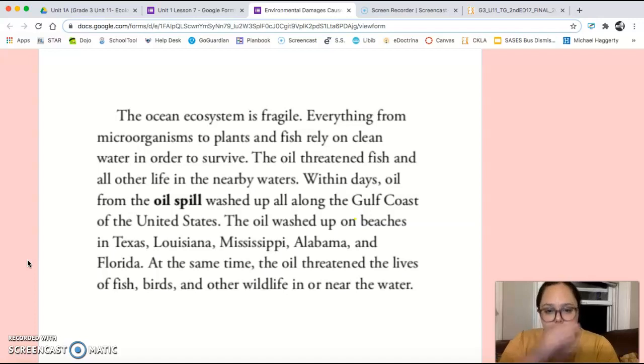The ocean ecosystem is fragile. Everything from microorganisms to plants and fish rely on clean water in order to survive. The oil threatened fish and all other life in the nearby waters. Within days, oil from the oil spill washed up all along the Gulf Coast of the United States. The oil washed up on beaches in Texas, Louisiana, Mississippi, Alabama, and Florida. At the same time, the oil threatened the lives of fish, birds, and other wildlife in or near the water.